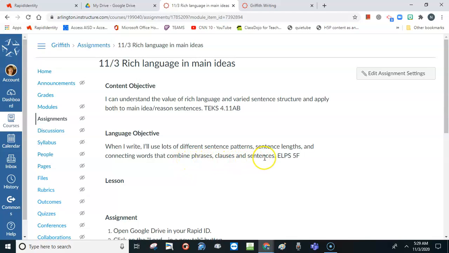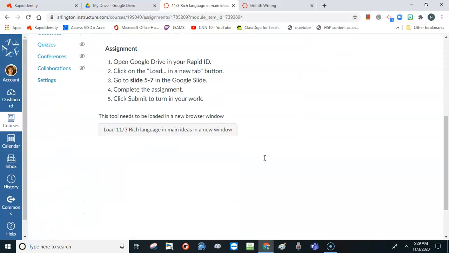phrases, clauses, and sentences. So you will go and open your Google Drive in your Rapid ID, click on the Load in a New Tab button, and we will continue with the Google slide from yesterday, so we will go to slide 5, 6, and 7. You will complete the assignment and then you will click submit to turn in your work.